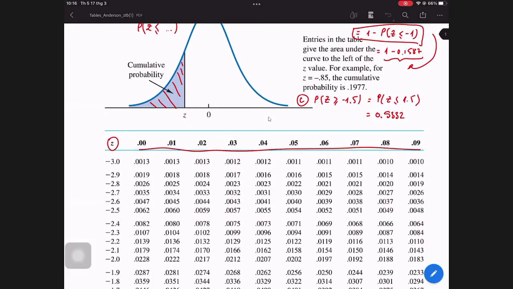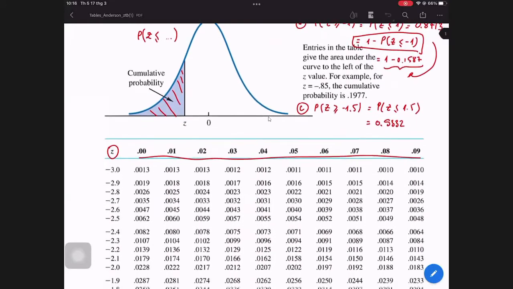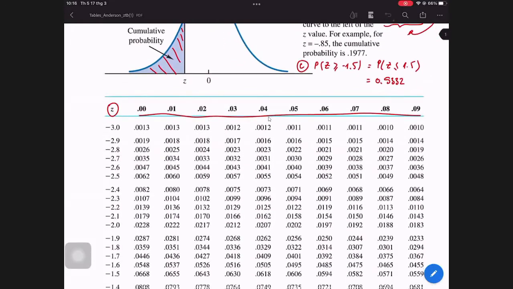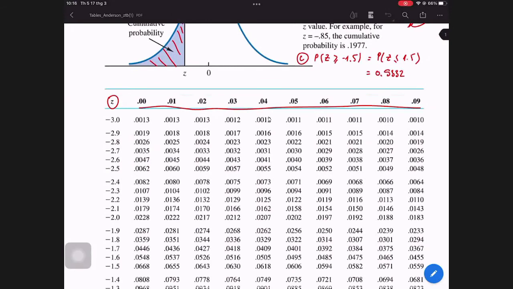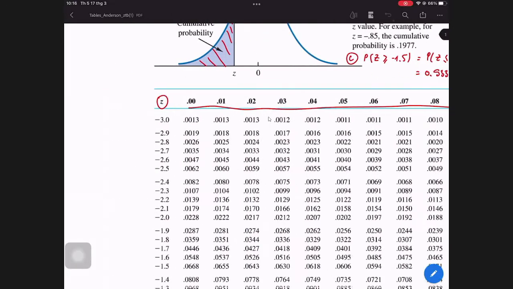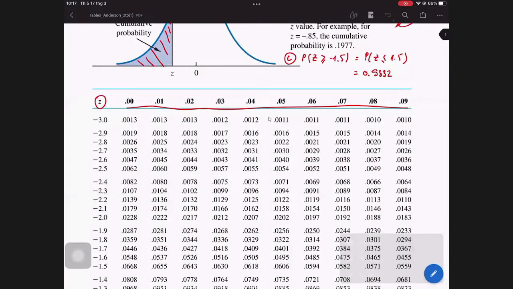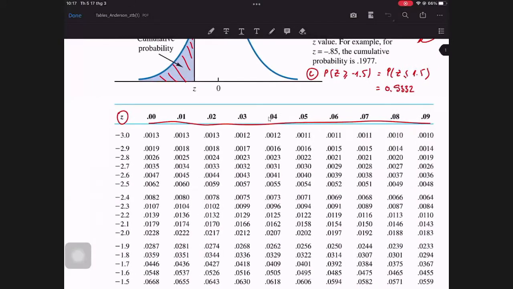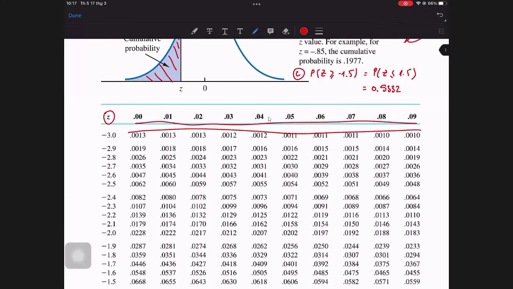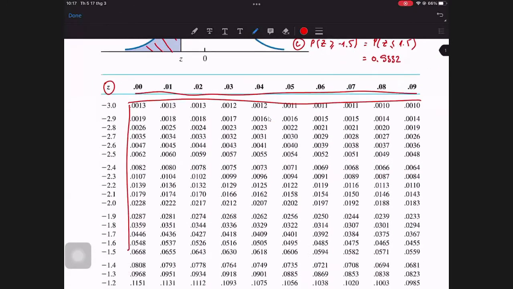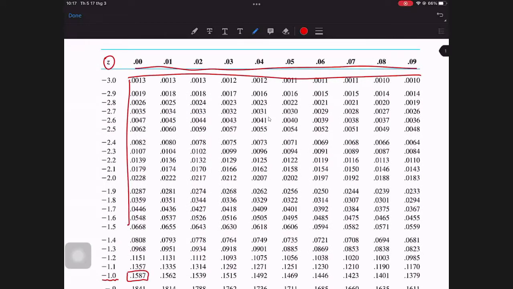Now, in question 9, you are given the Z value, and then you have to find the probability. So first, you look at the Z value in the first column and the first row, and then you find the probability within this table here. Now the activity is reversed. You are given the probability in this table, and then you have to find the Z value.